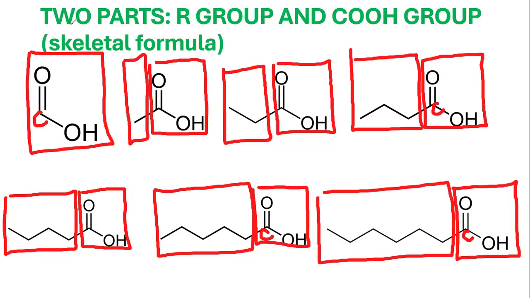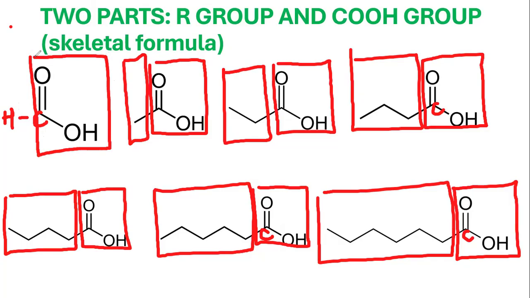Well, we don't generally show the hydrogens when we're doing the skeletal formula. So if we were to include the hydrogen, you could see the hydrogen would be right here. I'm sorry, this would be the carboxyl group, COOH. And this right here would be the R group. Okay. So now you can identify the two parts of the carboxylic acid.